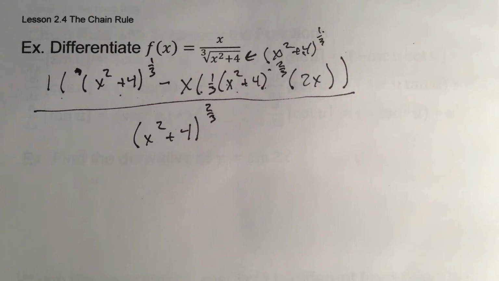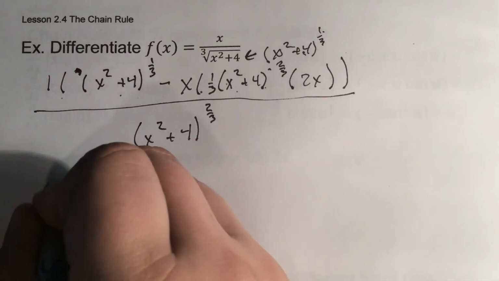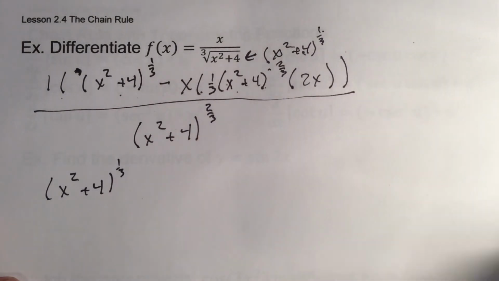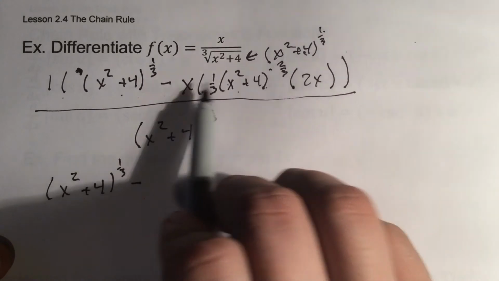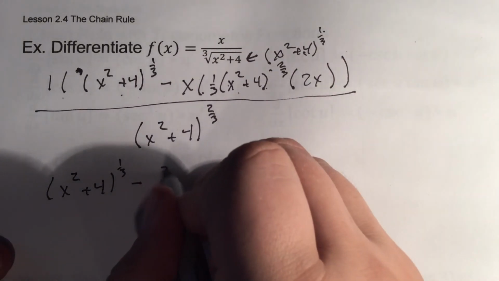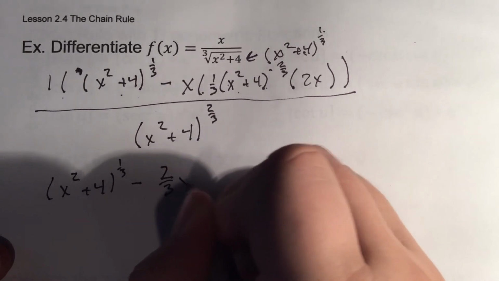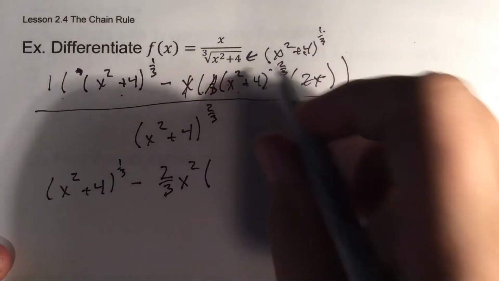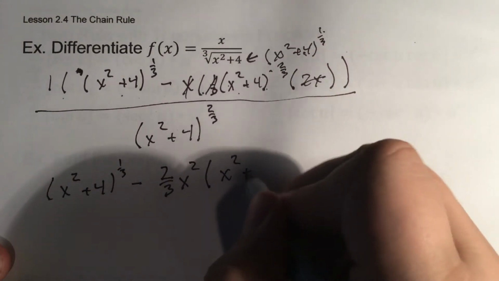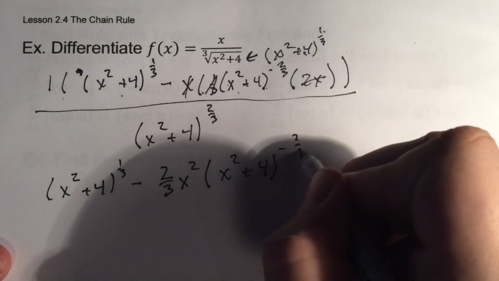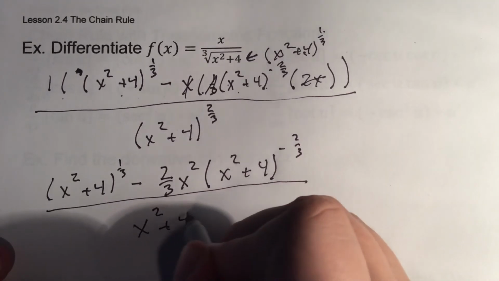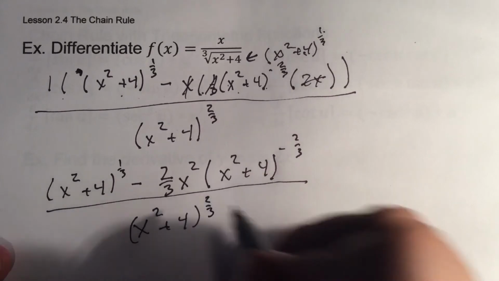So, we're going to simplify from here. 1 times anything is itself. So, out front right now we have x squared plus 4 to the 1/3. Minus. So, let's see what can we put together here. We have 2x and an x and a 1/3. So, this could be 2/3 x squared. So put this together with this, and we're left with x squared plus 4 to negative 2/3. All over x squared plus 4 to the 2/3.